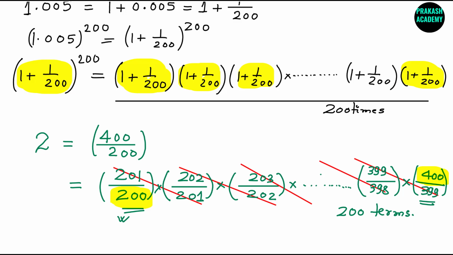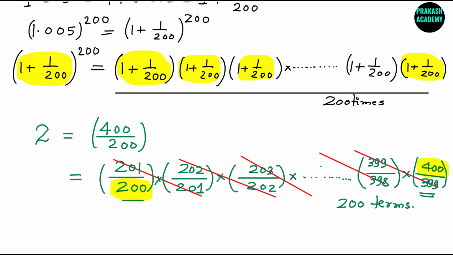So the number of terms will be the last number minus the first number plus 1, that is, the difference plus 1, and in this case you have consecutive numbers. Now let us further expand this.